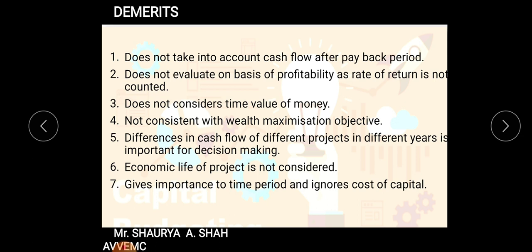And the next is that it gives importance to the time period and ignores the cost of capital. In the previous two methods, we saw the discounting factor, that is, the cash flow factor, right? So in this method, the discounting factor is not considered. I suppose it is clear to every student. Fine. Now, the demerits we have completed.